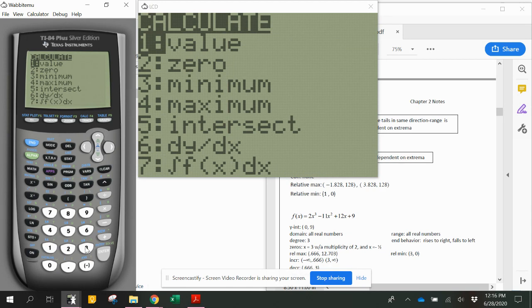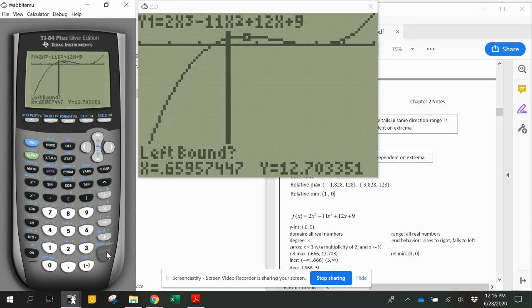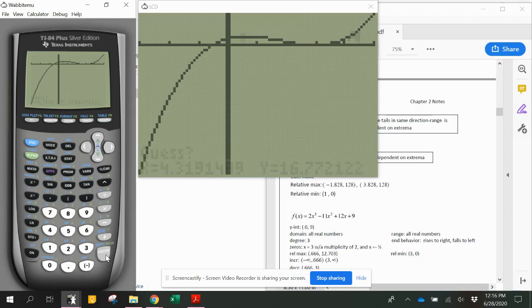Minimum this time, 3. I'm definitely to the left of it, enter. Scroll all the way so that you're all the way to the right of the lowest point that you're looking for. Anywhere over there, press enter again, and it will give you your relative min. And look, this is another great example of what happens on your calculator. We already talked about how that answer is 3, 0.